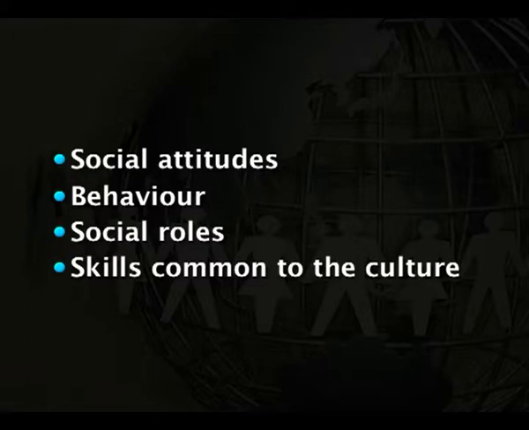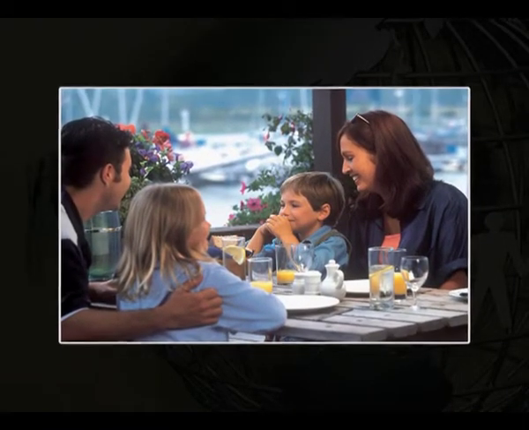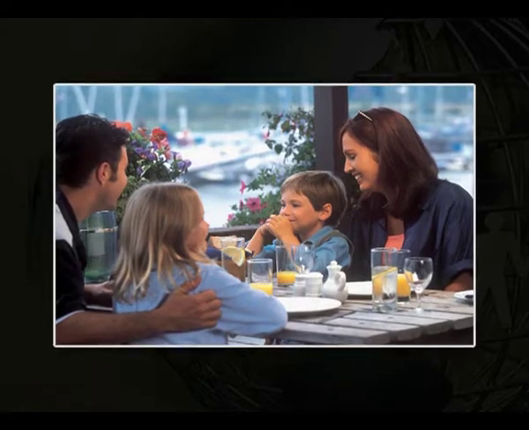Family. Family is the first and most important socializing agent in the life of an individual. The family passes on the attitudes, values, goals, prejudices and perspectives to the child, which in turn shape the child's behavior.